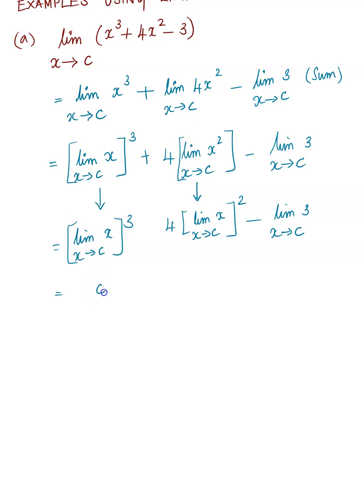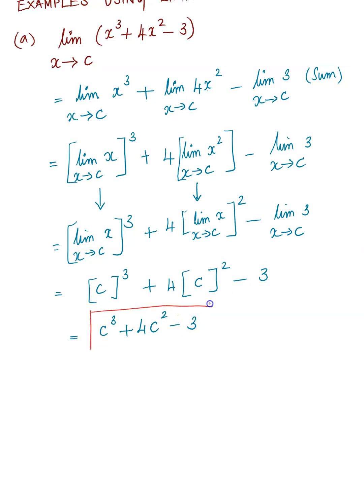So this is going to be c cubed plus 4. That also becomes a c squared. Here there was no c, so it returns that constant 3. Okay? So go ahead and simplify this as c cubed plus 4c squared minus 3. And that's your answer.